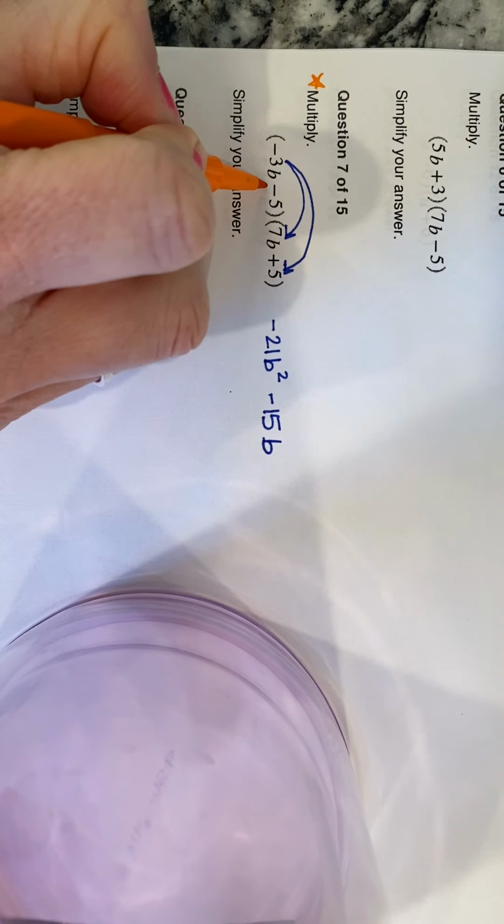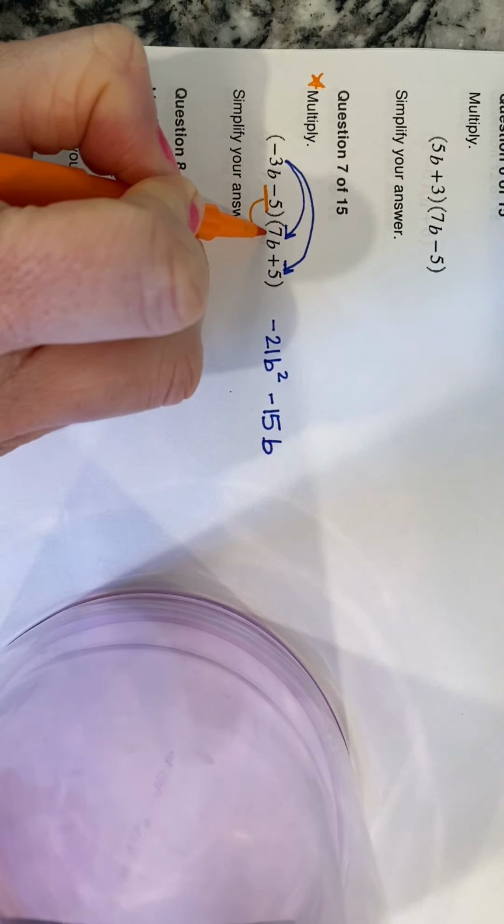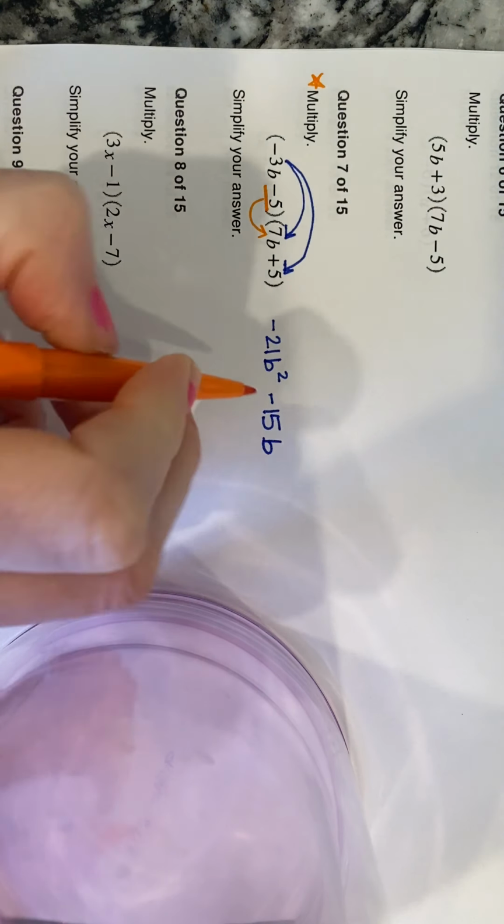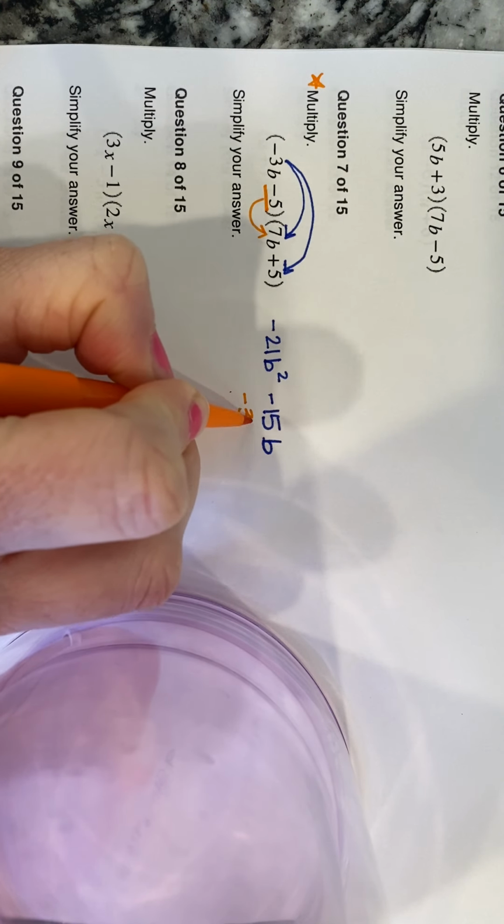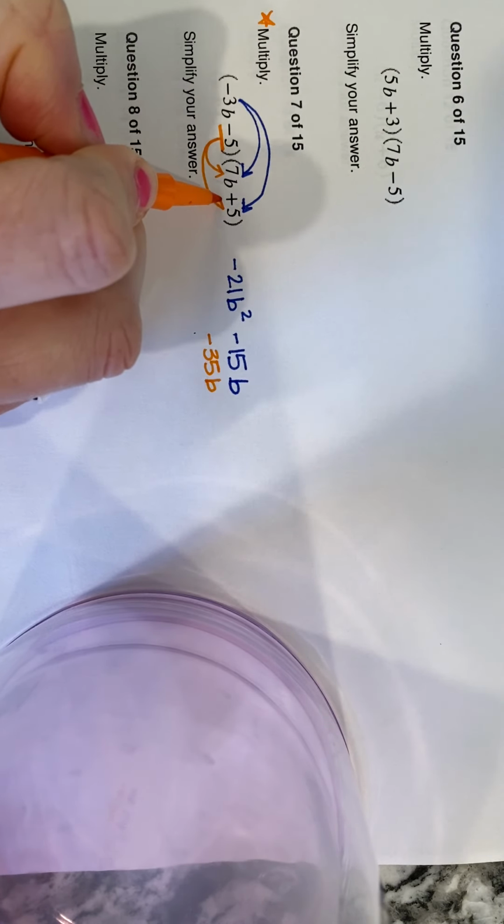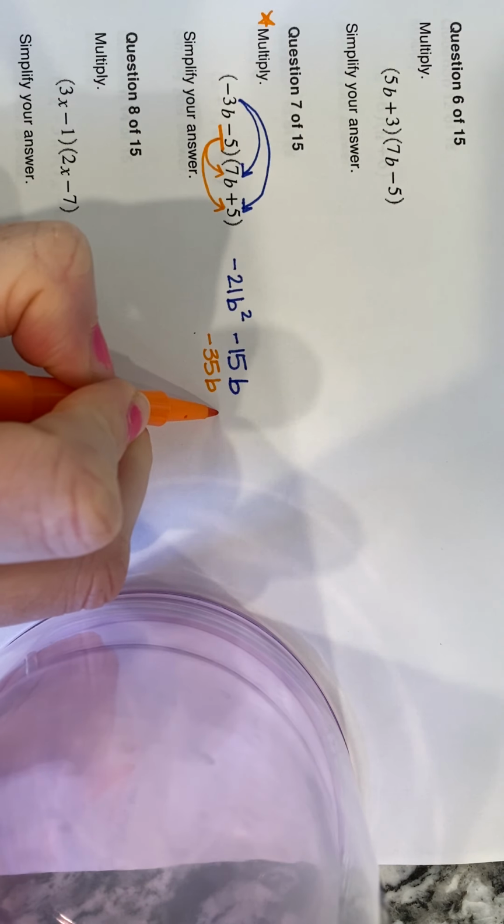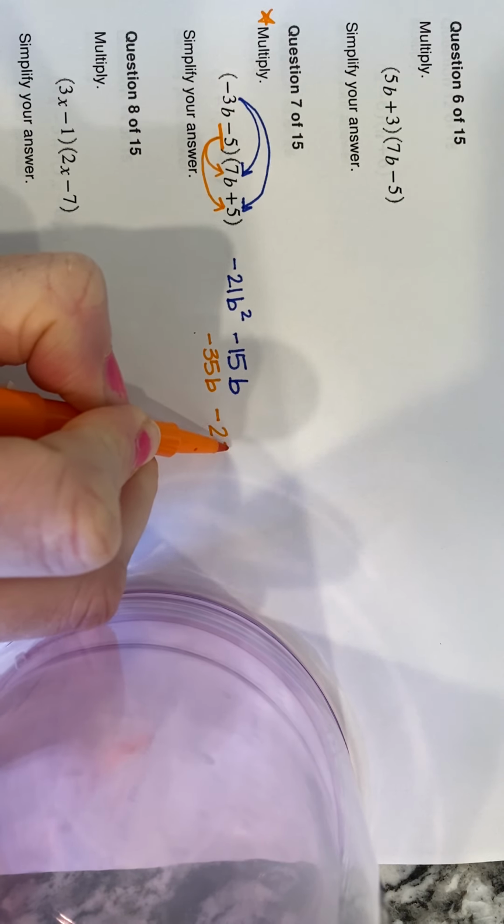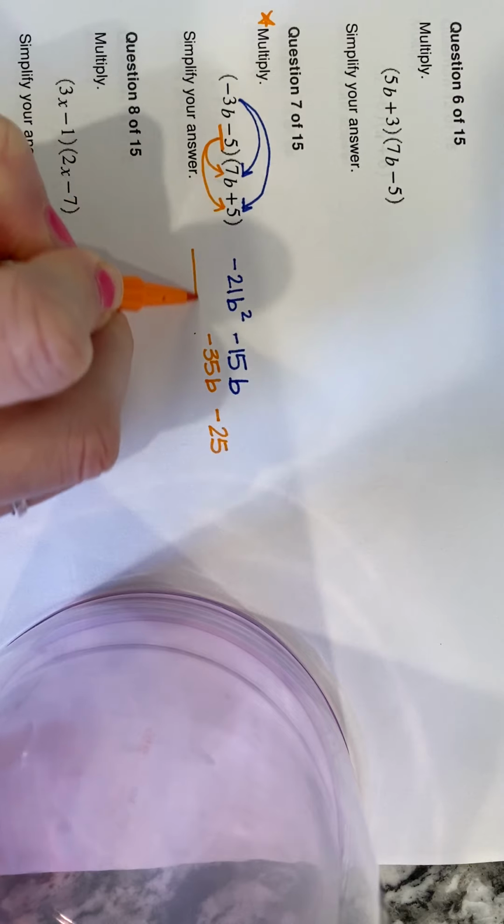Okay, we are done with the 3. So now we want to jump over to this negative 5. Negative 5 times 7 is negative 35b. And then, sorry, my cup is a little big for holding my camera. Negative 5 times positive 5 is negative 25. You don't add those, they don't cancel out.